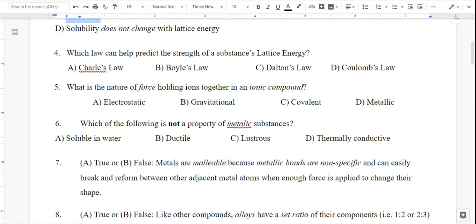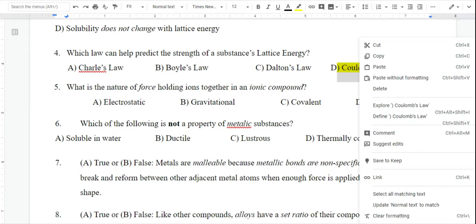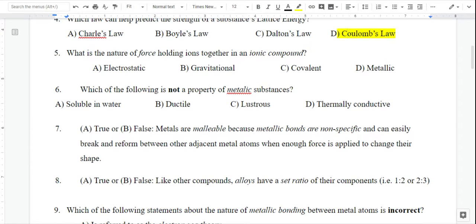As we talked about, lattice energy is just simply Coulomb's law. There's not much besides just saying, yep, that's Coulomb's law. And what do we call that type of force that Coulomb's law is showing? That is an electrostatic attraction.